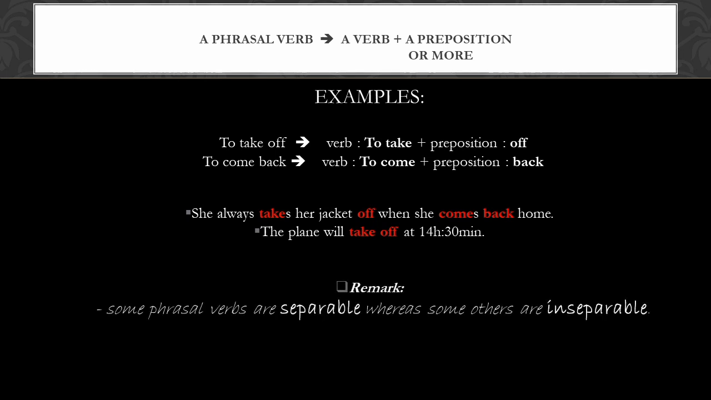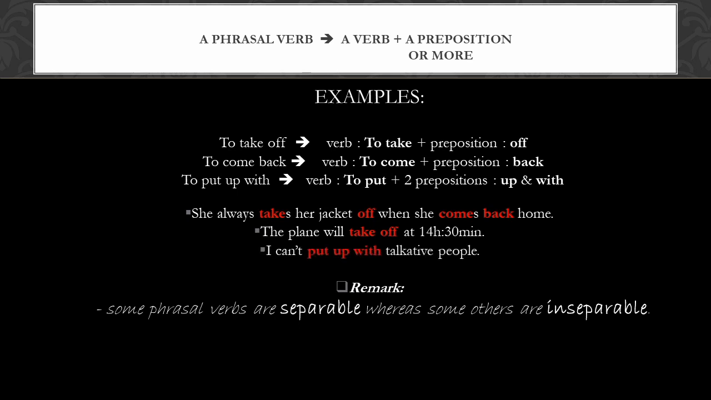So as a remark, we can notice that some phrasal verbs are separable, whereas some other phrasal verbs are inseparable, which means that sometimes you can separate the verb from its preposition, but sometimes it is just inseparable. Another example, to put up with. The verb is to put, but this time it takes two prepositions, up and with. In a sentence, we could say, I can't put up with talkative people.